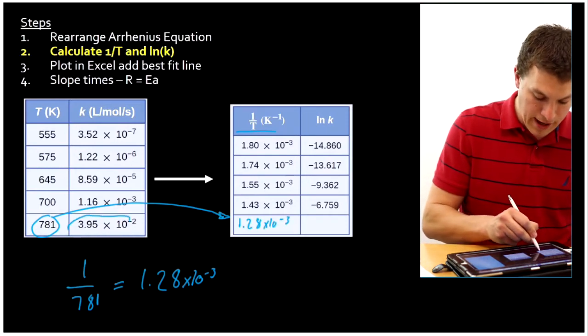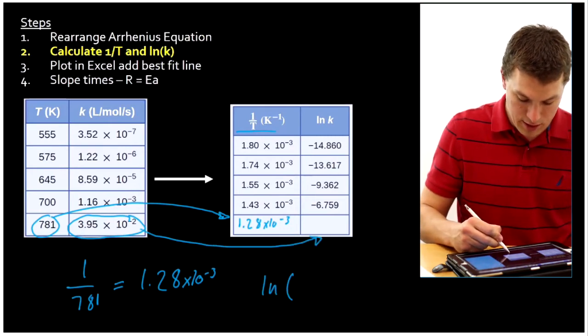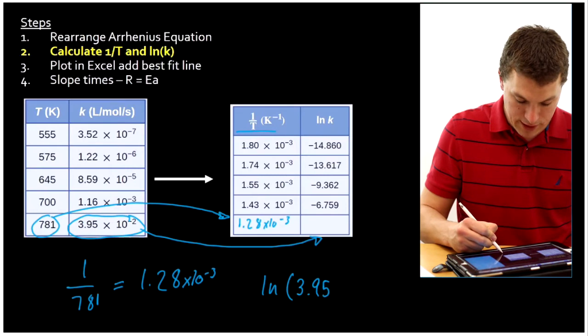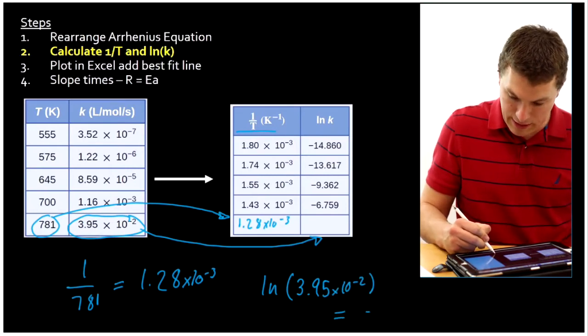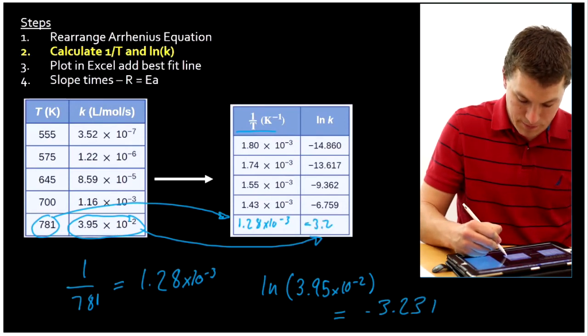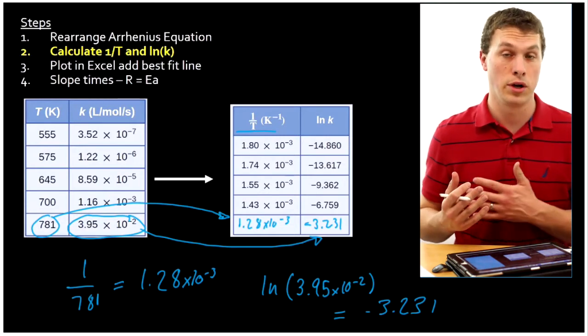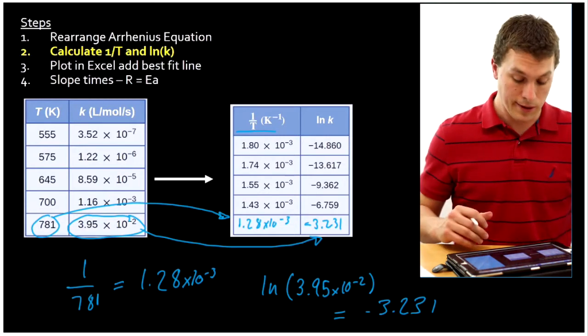And to get my k, I'm just going to take the natural log of it. So the log of 3.95 times 10 to the minus 2. And when I do that, I'm going to get out negative 3.231. And that's what goes here. So hopefully that gives you an idea of how you're going to calculate all of those values. You can have Excel do that for you, and that is a quick way to do it also.